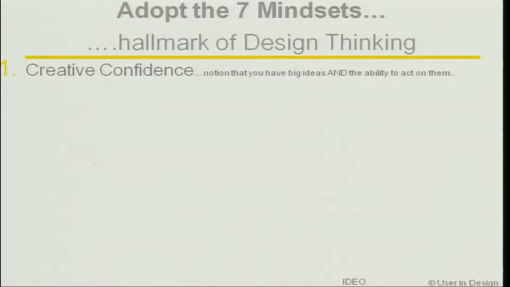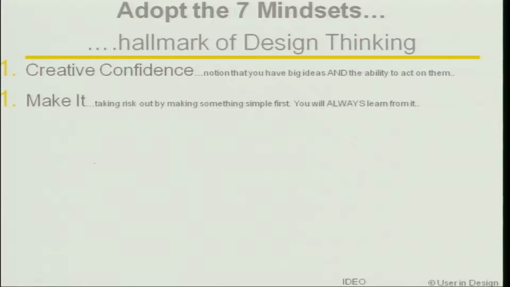And not to forget, adopt the 7 mindsets that we spoke about as the hallmark of design thinking. Let's look at them one more time. Creative confidence. Have the confidence that you have the ability to create these big ideas, these really amazing solutions. You're going to come up with something amazing, right? And you have the ability to act on it. Make it. That you're going to make it by taking the risk out, by making something simple first. You will always learn from it.